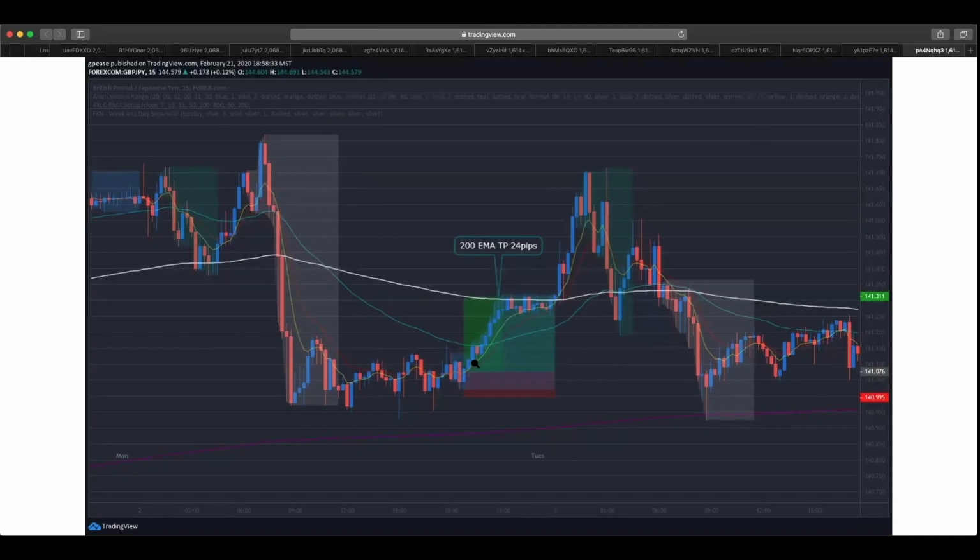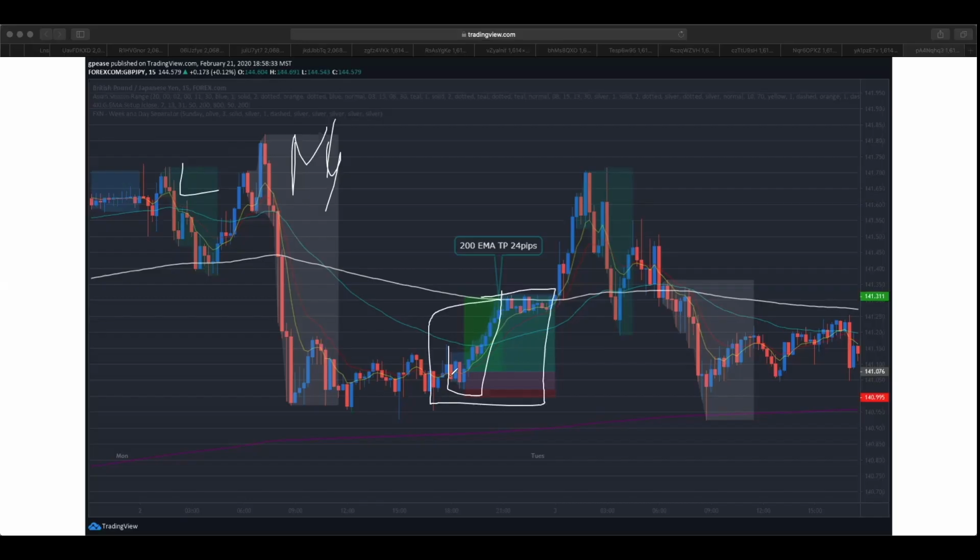200 EMA take profit. Make sense? This is the Asian box here? Sure looks like it, doesn't it? I think so. Well, here's New York. This is London. This is the Asian box here. So this is Asia, right? So bad example, right? Because it's not a trade that we would take anyways.